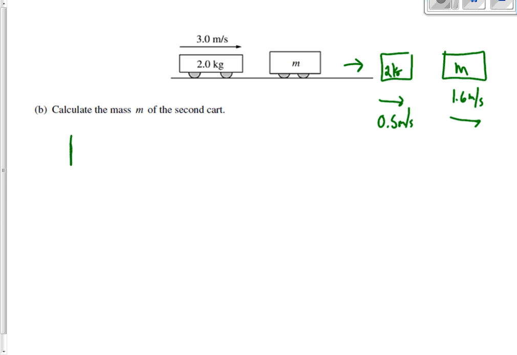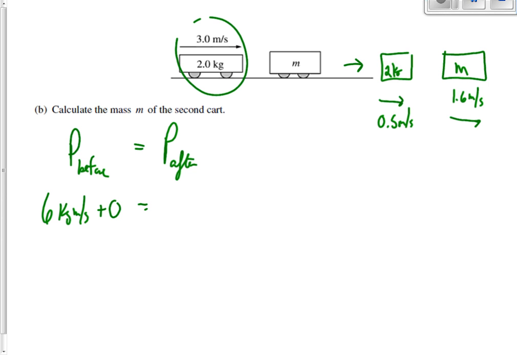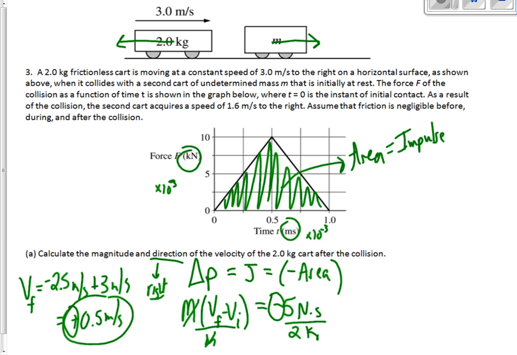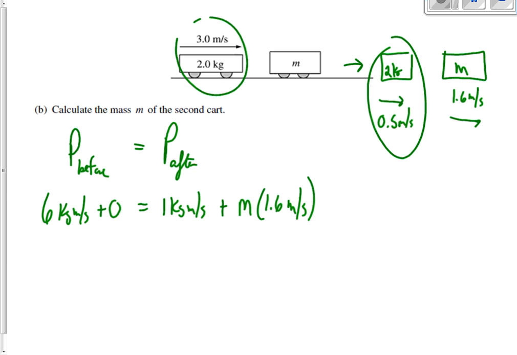So if we write this out, the momentum before the collision has to be the same as the momentum after the collision. So that means 6 kilogram meters per second, mv for this cart, plus 0 has to equal 1 kilogram meter per second, that's the momentum of this cart, plus, and we don't know m, so it's plus m times 1.6 meters per second. So if I do the math here, I can subtract it. So I get 5 kilogram meters per second divided by 1.6 meters per second, which comes out to 3.1 kilograms.